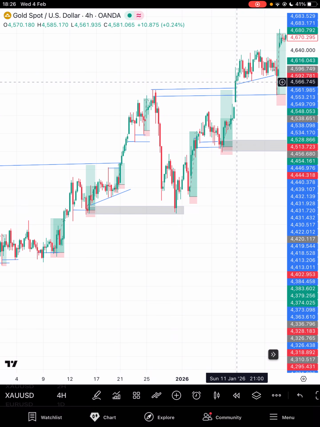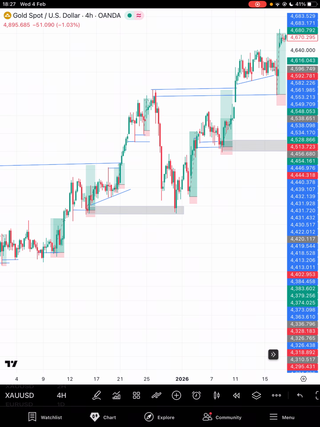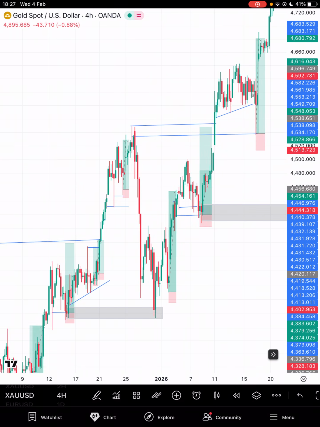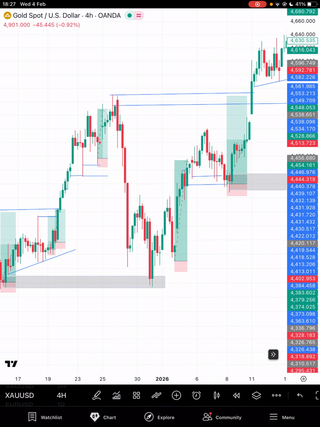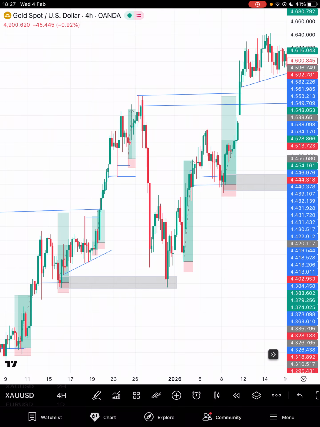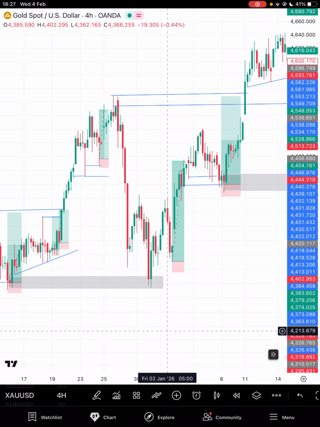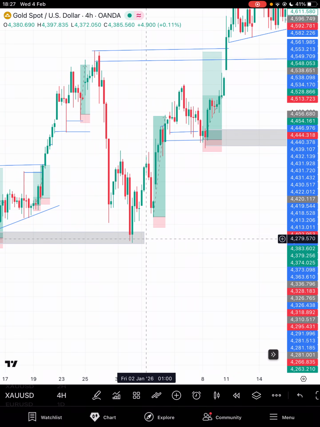Now when you're on that trade, what do you know? You know that what we are targeting is this high as TP. So you're just going to be taking buy entries now, targeting the high as TP. Now this was a good entry from here, targeting the top.